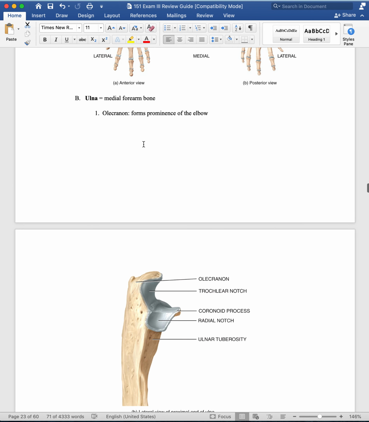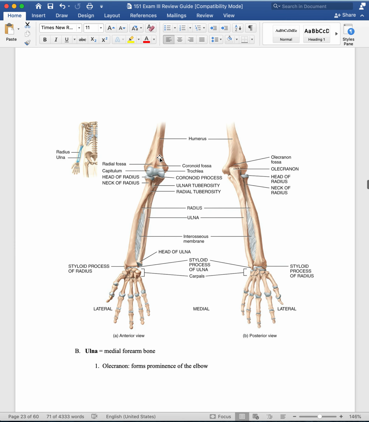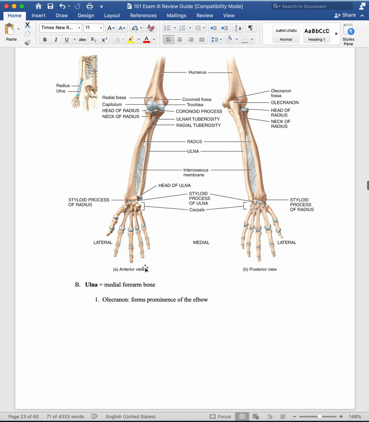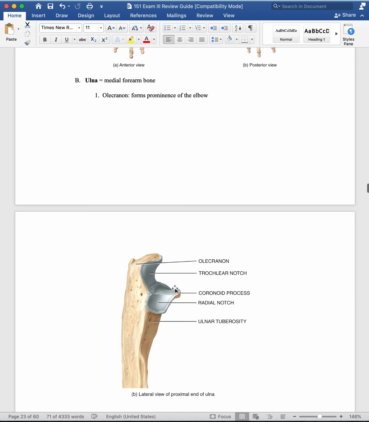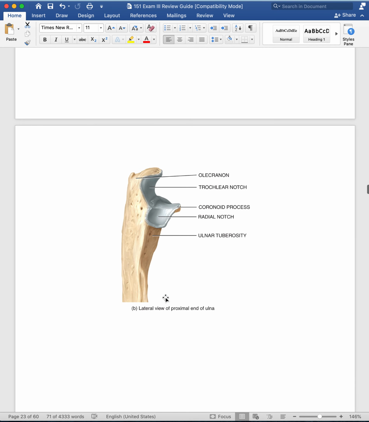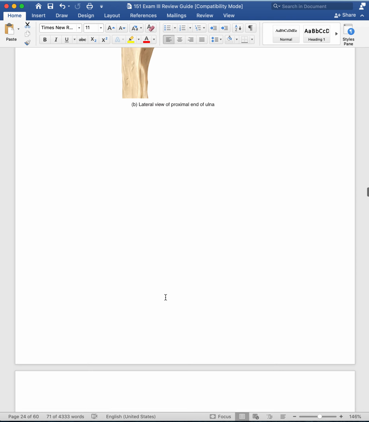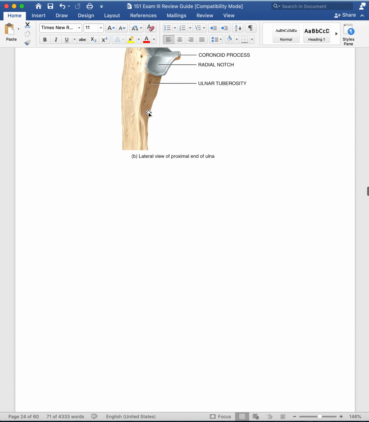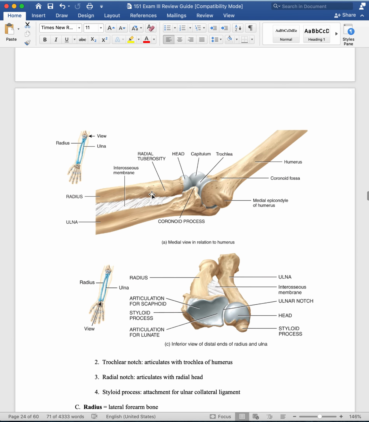So the ulna has the olecranon, which is the prominence that forms the elbow, and it has a trochlear notch. It's going to interact here with the trochlea, right? It also has a little region called the coronoid process and the radial notch where the radius is going to interact. And we have a little tuberosity region. It's going to be a little series of bumps or bumpy area.